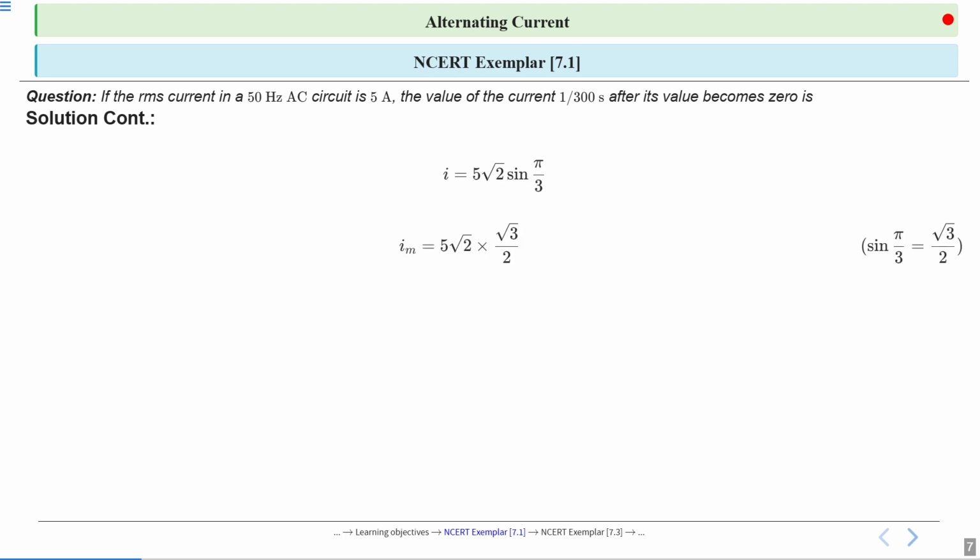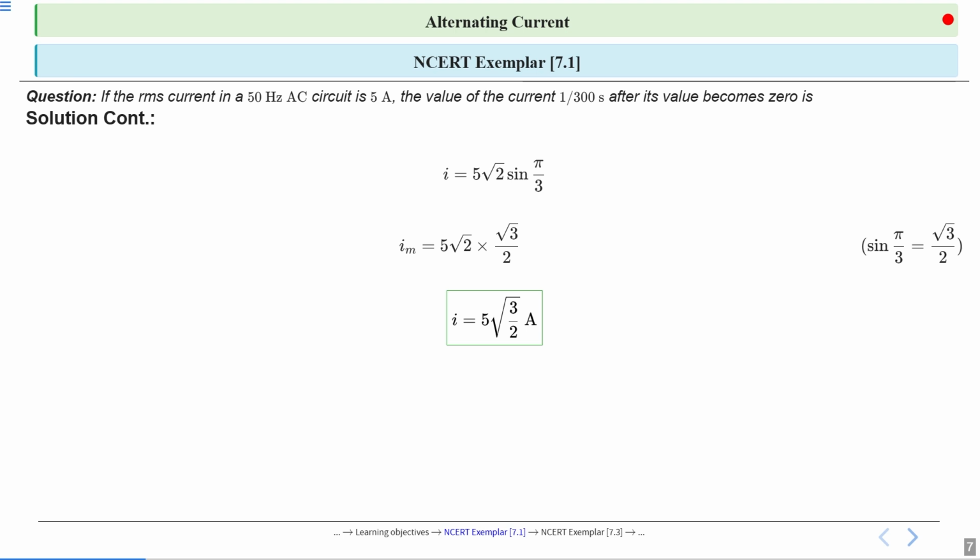So Im is equal to 5 root 2 into sine pi by 3, which is 5 root 2 into root 3 upon 2. In the numerator it is root 2 and in the denominator it is 2. So in the denominator we can write root 2 into root 2, and one root 2 in the denominator will cancel out with root 2 in the numerator. So it will become 5 into root 3 upon root 2. So I will be equal to 5 root 3 upon 2 ampere.